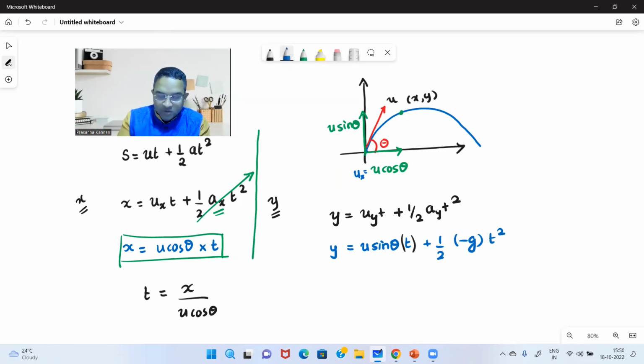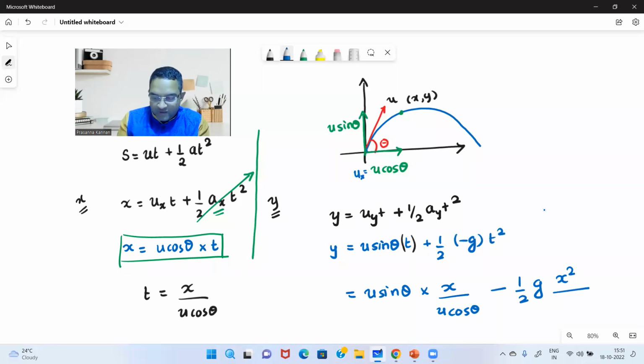So what are we going to get? U sine theta into, in place of t, I'm going to write x by u cos theta, plus into minus is a minus, so half g, and what is t? x by u cos theta. So t square will be x square by u square cos square theta, right? So you can see that u and u cancel here.